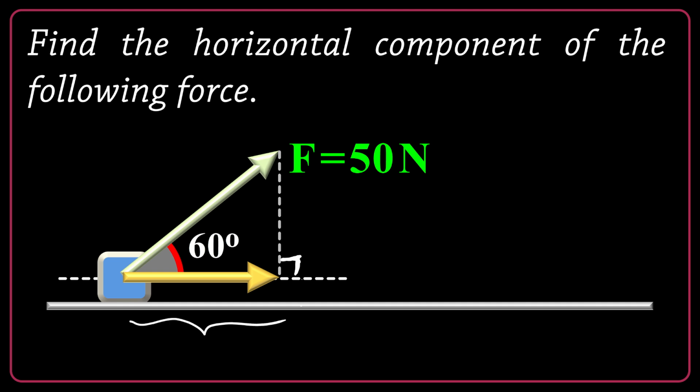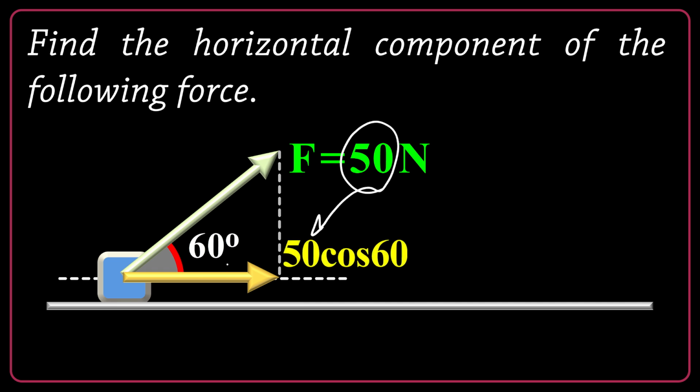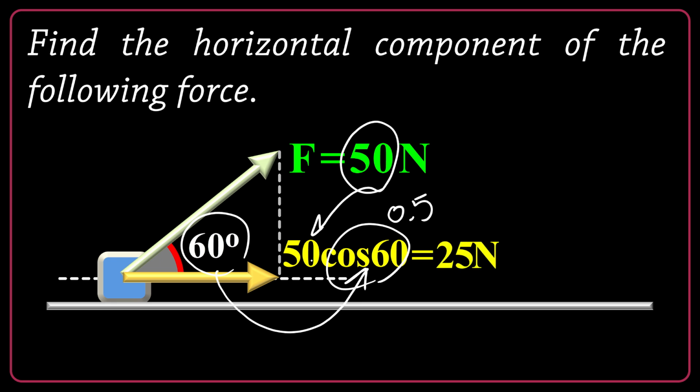Now, this is exactly what we are looking for. How to find it? Let's use the same rule. F cosine of theta. F is 50 newtons and the cosine of 60 degrees is here. Cosine of 60 will be 0.5, it's a half. So a half of 50 would be 25 newtons.